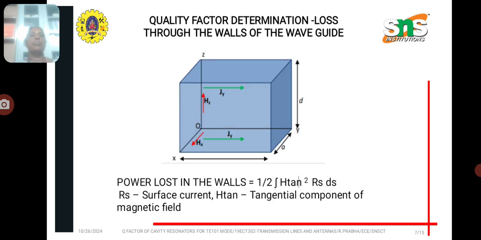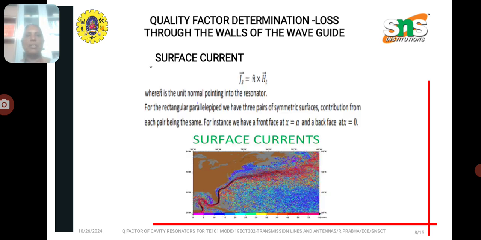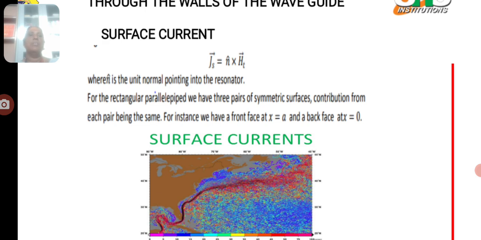We thus have W is equal to epsilon mu squared omega squared a d b by 8 pi squared multiplied by H20 the whole square. For the quality factor determination, the loss through the walls of the guide is given by the power loss in the walls, which is 1 by 2 times the integral of modulus of H tangential the whole square Rs dS. Here Rs is the surface resistance and H tangential is the tangential component of the magnetic field, and the surface current is given by the unit normal vector crossed with the magnetic field H, where the unit normal is pointing into the resonator.